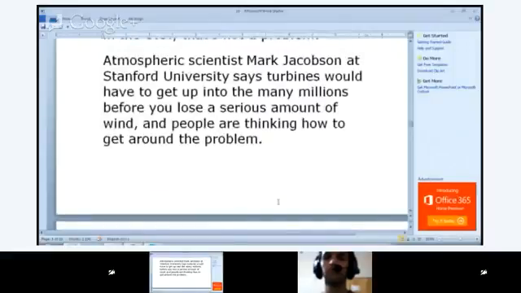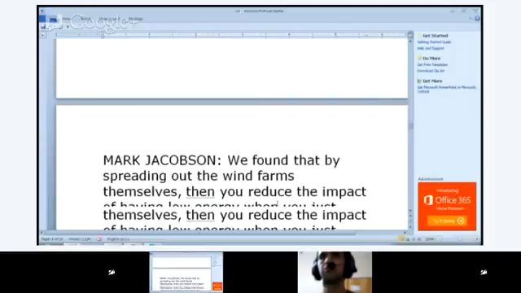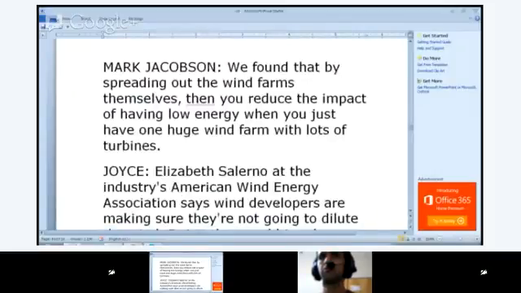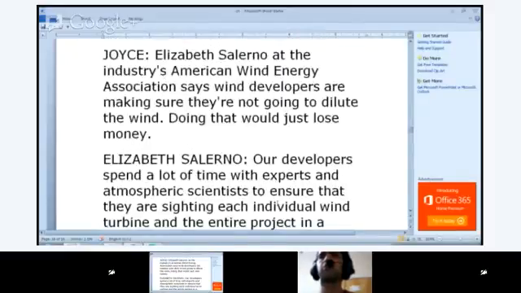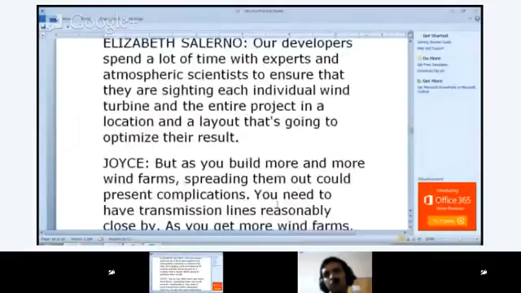And people are thinking how to get around the problem. We found that by spreading out the wind farms themselves, then you reduce this impact of having low energy when you just have one huge wind farm with lots of turbines. Elizabeth Salerno at the industry's American Wind Energy Association says wind developers are making sure they're not going to dilute the wind. Doing that would just lose money. Our developers spend a lot of time with experts and atmospheric scientists to ensure that they are siting each individual wind turbine and the entire project in a location and a layout that's going to optimize their result.